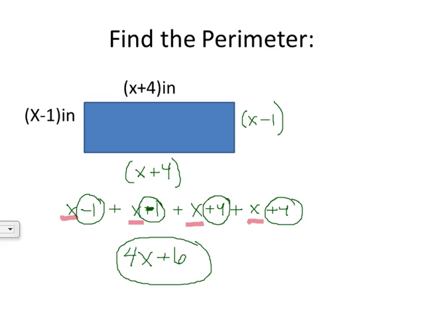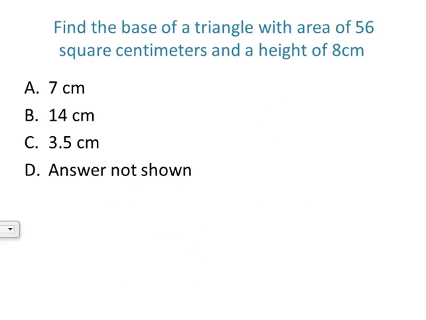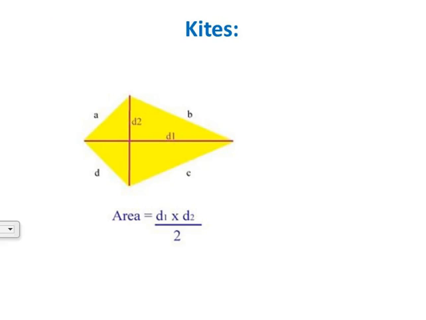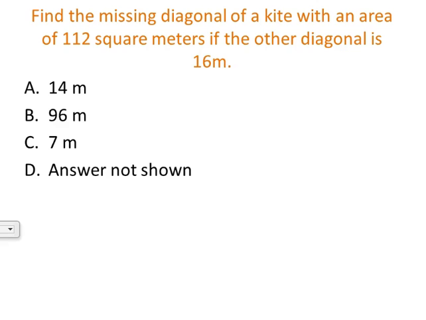I'm going to move on. Let's keep going here. I want to get to a different one. Kites. So to find the area of kites, we're going to multiply the diagonals together and divide those by 2. That's how you find the area of a kite.